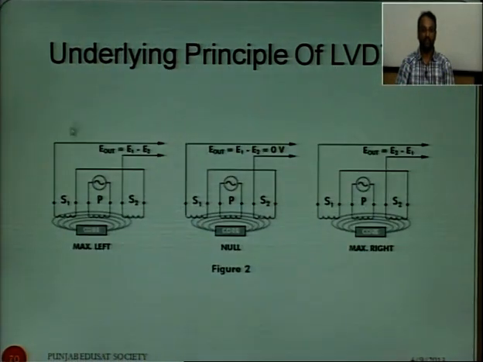So, this is a diagram, there are three positions, that is middle position, maximum left or maximum right. In case of left, E1 is greater than E2, in case of right, E2 is greater than E1, and in case of middle, when the core is in the middle, the output is 0.